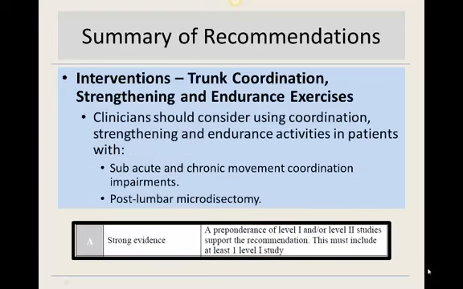Trunk coordination, strengthening, and endurance exercises are commonly prescribed for patients with low back pain. It is with strong evidence that trunk coordination, strengthening, and endurance exercises are recommended. Clinicians should definitely consider these interventions in patients with subacute and chronic movement coordination impairments. They should also consider these strategies in patients that are post-lumbar microdiscectomy.